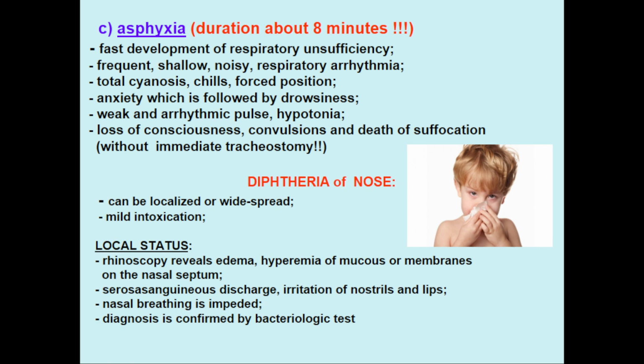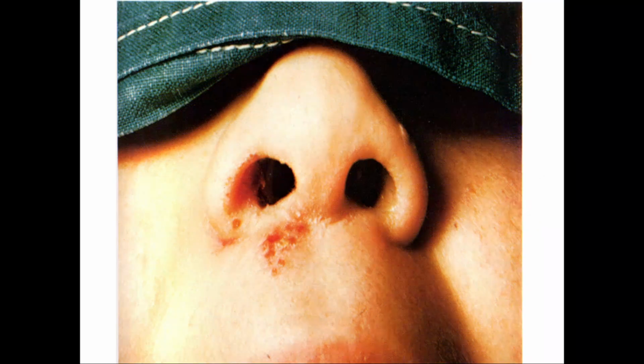Diphtheria of the nose can be localized or widespread, with mild intoxication. Rhinoscopy reveals edema, hyperemia of mucous membranes on the nasal septum, serosanguineous discharge, irritation of the nostrils and lips, nasal breathing is impeded. Diagnosis is confirmed only by bacteriological test. Like this. Nothing super specific, nothing super special, can be misdiagnosed with some streptococcal infection.